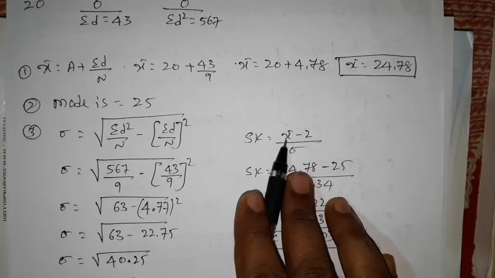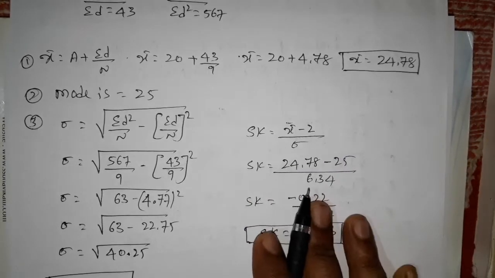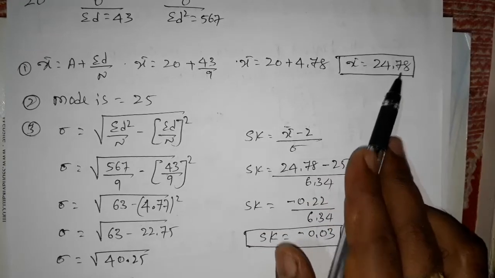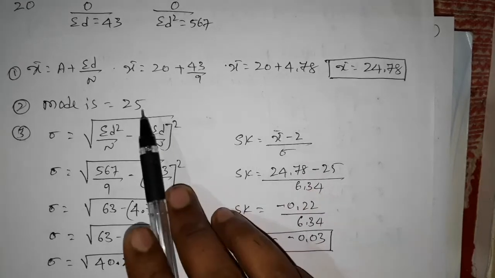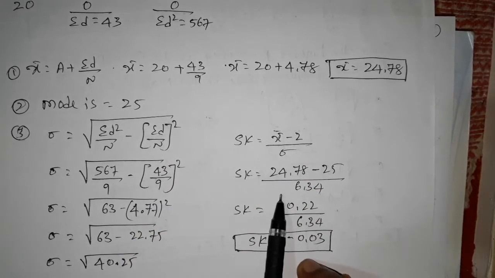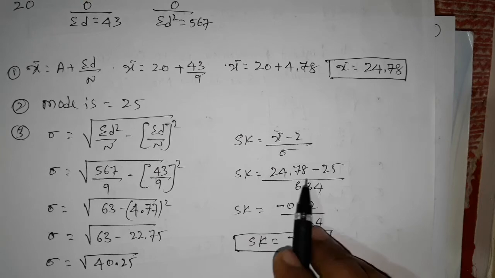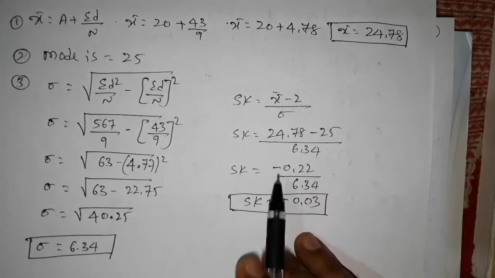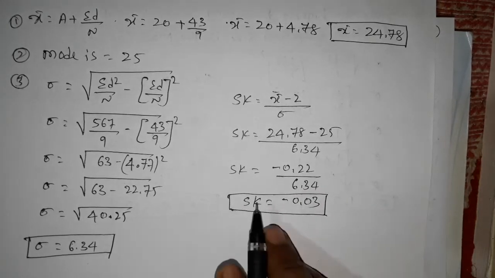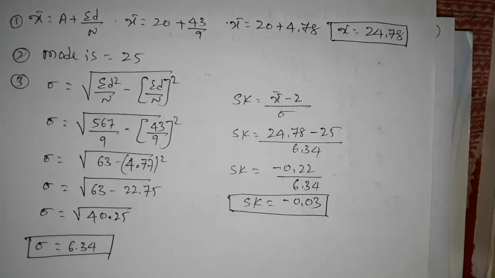X bar means the mean. It is the mean minus mode divided by standard deviation. We know that the mean is 24.78 minus 25. Z is the mode, that is 25, divided by 6.34, the standard deviation. Then, sorting it out, you will get the Karl Pearson's coefficient. This is negatively skewed, because the minus sign has arisen: minus 0.34, negatively skewed.